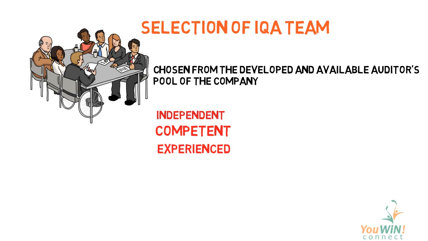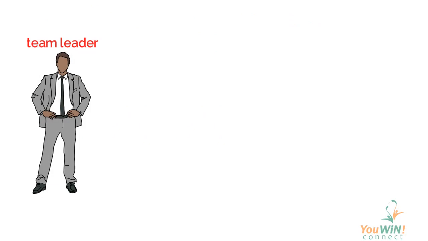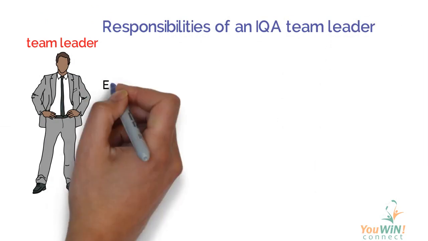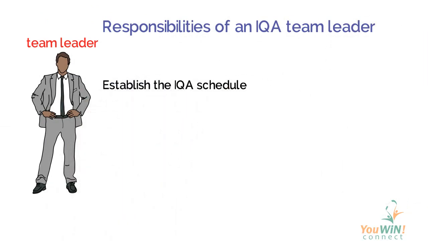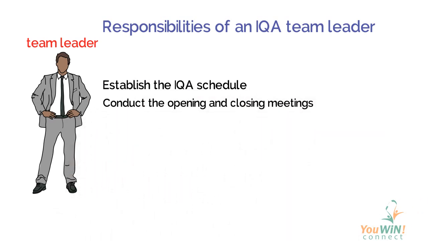After the selection of an IQA team, there should be a team leader to lead the audit team. What will be the responsibilities of the team leader? Number 1, to establish the IQA schedule. Number 2, conduct the opening and closing meetings.